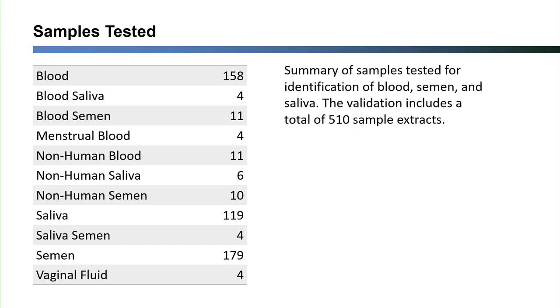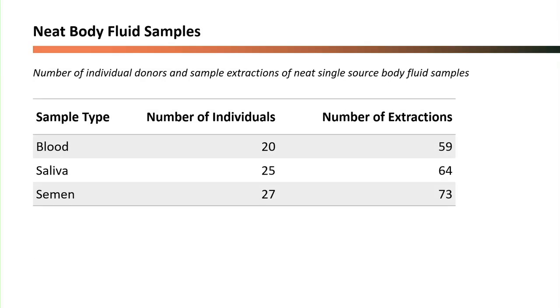So here's our validation testing. This is the total summary of samples we tested in order to show that the process I just outlined does in fact identify blood, semen, and saliva where we expect it to. So of course we have lots of samples of blood, semen, and saliva. We have some mixtures. We have some non-human blood, semen, and saliva. Since this is a human-specific assay, we wanted to verify that specificity. And we also tested vaginal fluid and menstrual blood, again, just to confirm that we weren't getting false positives where we didn't want them.